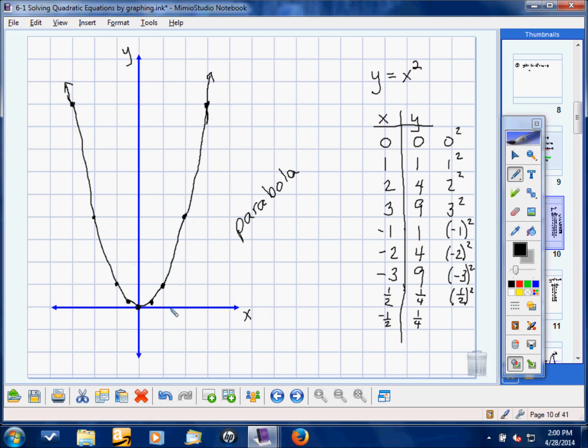Some people argue that they thought it looked more like a V, but it's definitely not straight on the bottom. It does have a curve on the bottom, so if you want to call it a U or a V, that's up to you, but really the real name for it is a parabola. Okay, so the real name for that shape and that pattern is a parabola.